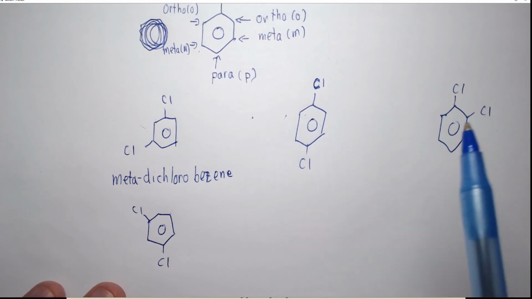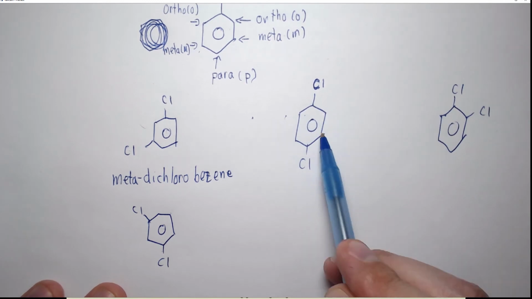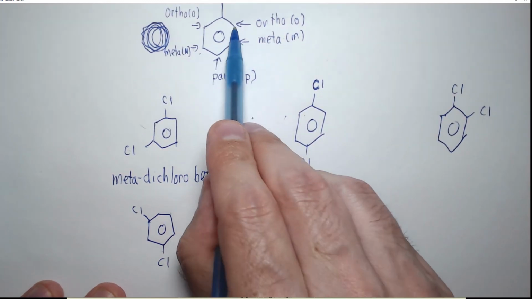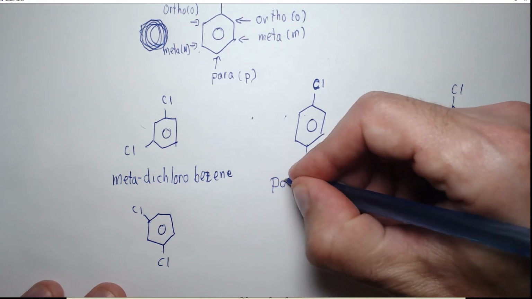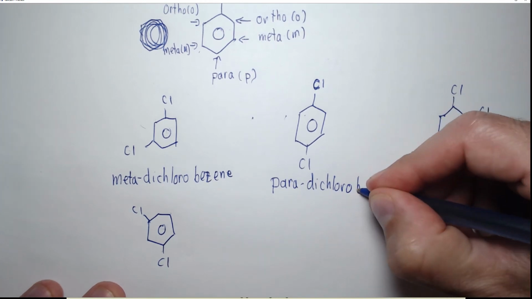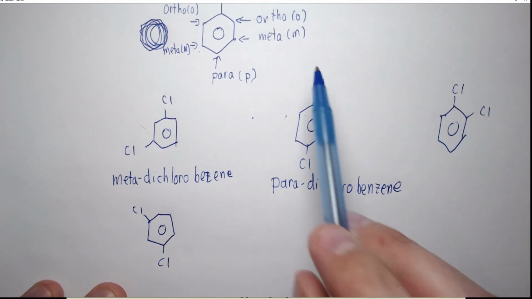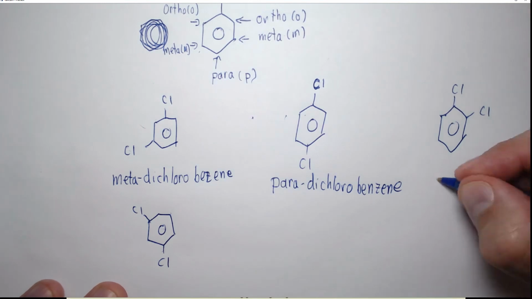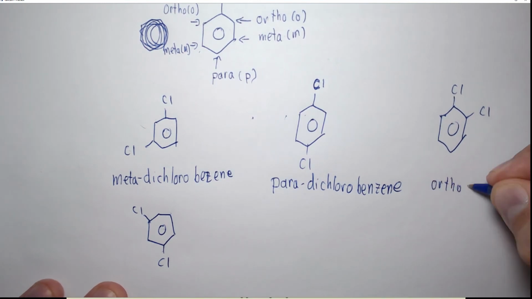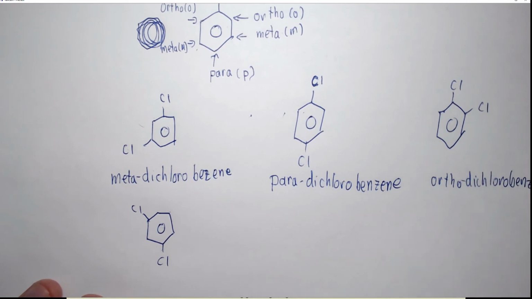All right, let's look at the next one. So we have a chlorine here and a chlorine here. So this is at 1, 2, 3, 4. 1, 2, 3, 4. This one is para, or P, dichlorobenzene. All right, and this last one, you guessed it, it's ortho. All right, it's 1, 2. Well, this is the only one that's left. 1 and 2 is ortho dichlorobenzene. So these are three examples of ortho, meta, and para dichlorobenzene.